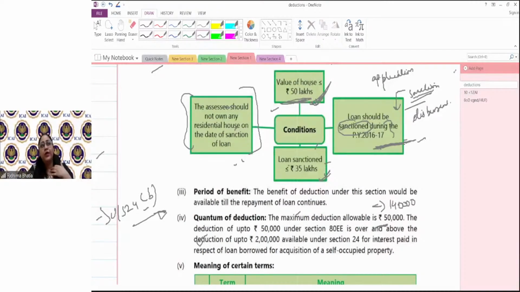So first of all, whenever a person has a loan which is eligible for section 80EE, the interest on it should first be claimed under 24B. Besides that, if there is any excess amount, that should be claimed under 80EE. Okay, so suppose the interest on the loan for that self-occupied property is 2,80,000. Then what you will do, the first 2 lakh would be claimed under section 24B. Now out of the remaining 80,000, you can claim 50,000 under 80EE.